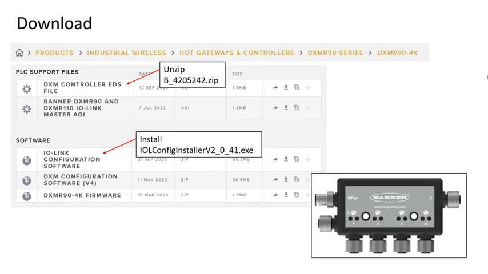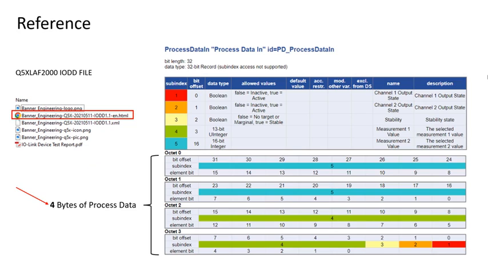Next, go to the DXM-R90-4K IO-Link Master product page. Scroll down to Downloads, and under Product Data Files, download the DXM Controller EDS file and unzip it. We will need access to this file during the EDS installation process. If you wish to change the default IP address on the DXM-R90-4K IO-Link Master, download and install the IO-Link configuration software located under Software.